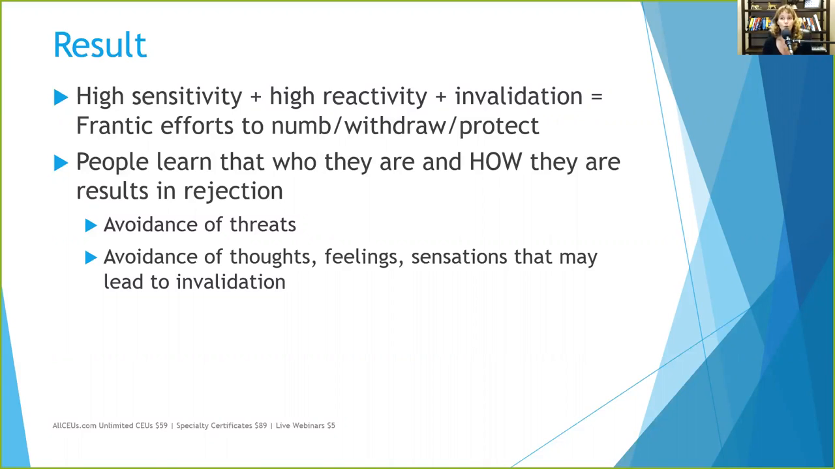People learn that who they are in invalidating environments. They learn that who they are and how they are results in rejection. So they avoid threats. They avoid putting themselves out there. They avoid making relationships because they're afraid of rejection. And they avoid thoughts and feelings and sensations that may lead to invalidation. I don't want to feel these things because then if I do and I communicate them, you may tell me I'm wrong.